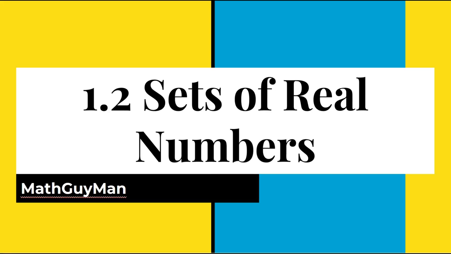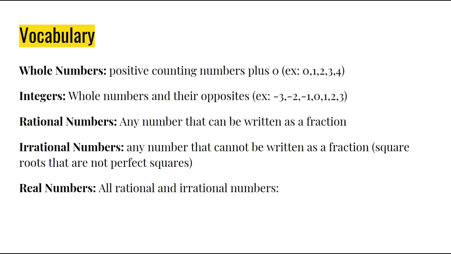Welcome back. We're looking at section 1.2 in our notes, sets of real numbers. So we're going to work on classifying or putting numbers that are rational and irrational into categories. What helps here is to actually know the definitions of the different numbers that we're going to work with. So we have a few different categories of numbers here that we're going to deal with.